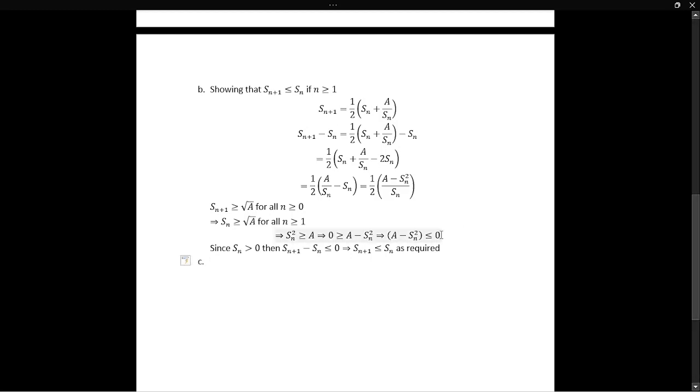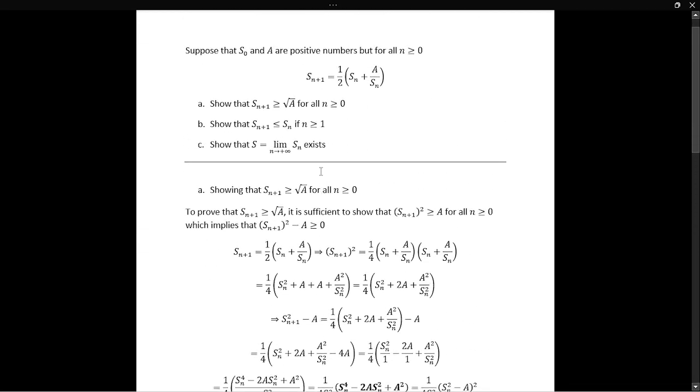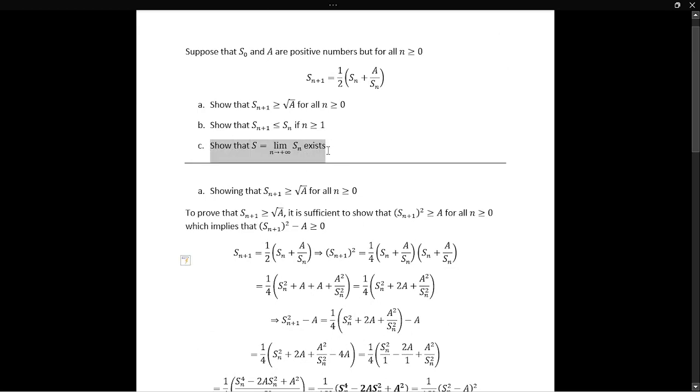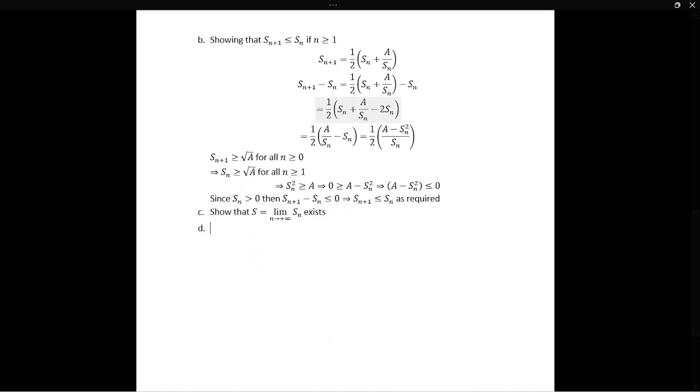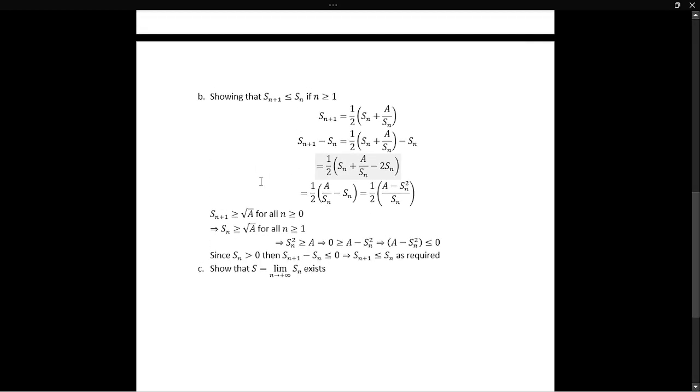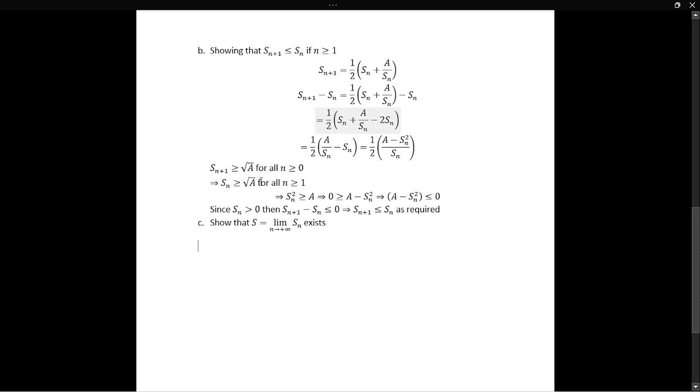Now let's round up with the equation. The last part of the equation is saying that we should show that the limit of the sequence s of n exists. So how do we show that the limit of a sequence exists? It is bizarre to show it using the epsilon delta definition of the sequence. In this case, this is a recursive sequence. So we just need to use the fact that if a sequence converges, then its limit exists.